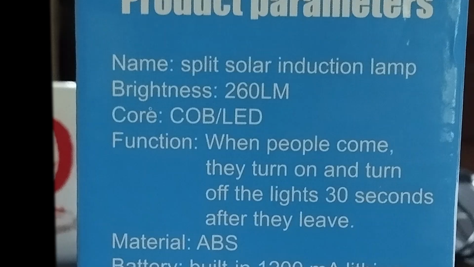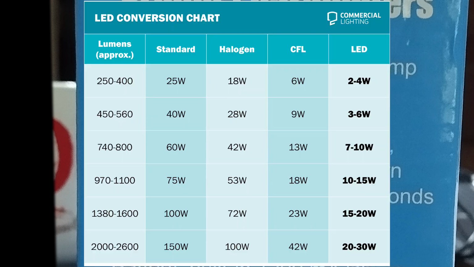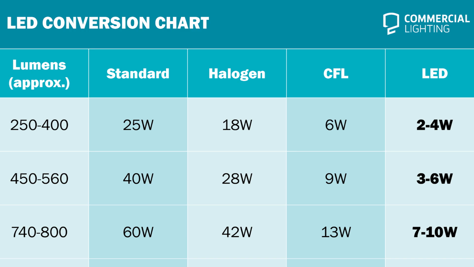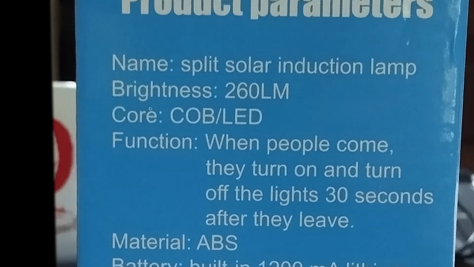However, the most complicated part is where it says lumens is 260. I don't know how they got the 260 value. In the LED watts chart, we can categorize a 250 to 400 lumens range as between 2 to 4 watts. In this case, I hope the 260 is close to 2 point something watts, exactly maybe.